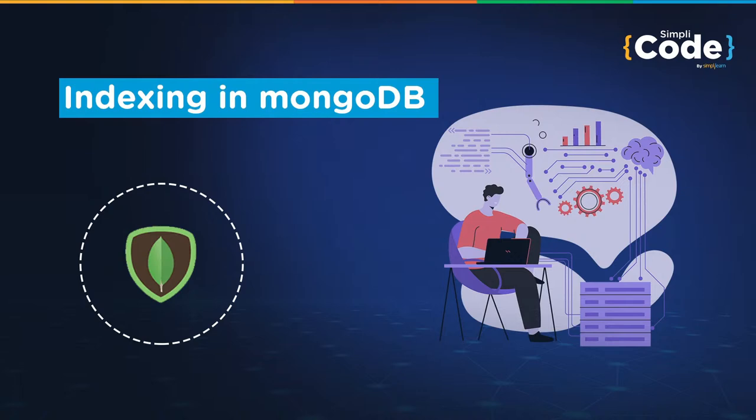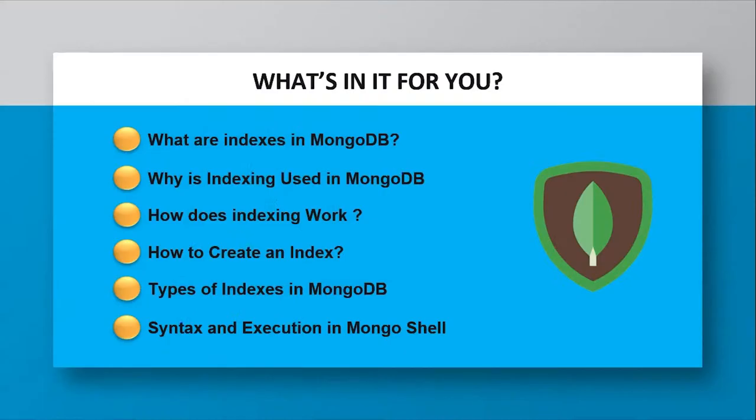More on that soon. But before we get started, let us first discuss the agenda for today's session. In today's tutorial, we'll cover what indexes in MongoDB are, and then we'll understand why indexing is used in MongoDB. Up next, we'll discuss how indexing works, and then we'll understand how to create an index. After that, we'll go through different types of indexes used in MongoDB, and finally, we'll end this session with syntax and execution in the MongoDB shell. I hope I made myself clear with the agenda part. So let us just go ahead and understand what indexes in MongoDB are.